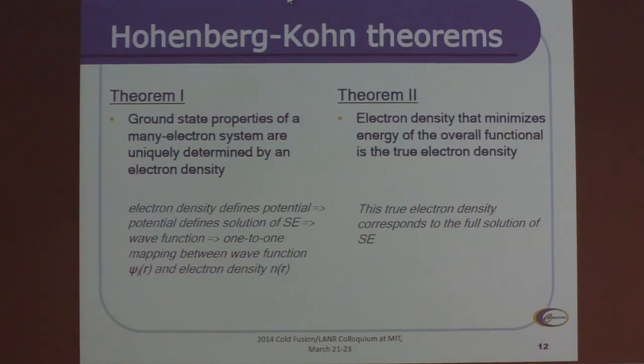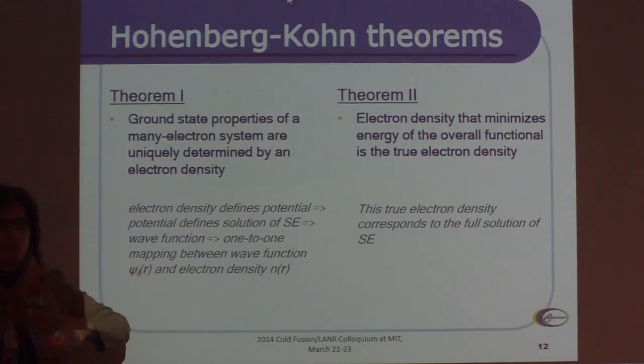How can we do this? The ground state properties of a many electron system are uniquely determined by an electron density. How do we make this step? How do we make this conclusion? The thing is, the electron density defines the potential. Potential defines the solution of the Schrödinger equation. And the solution of the Schrödinger equation is a wave function, which means there is one-to-one mapping between wave function and electron density. So, sure enough, we can do this.